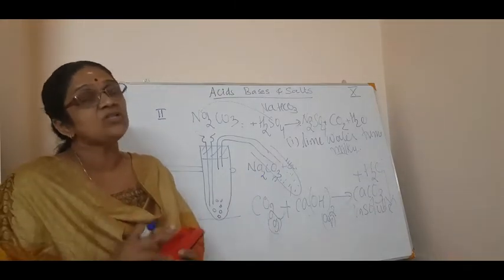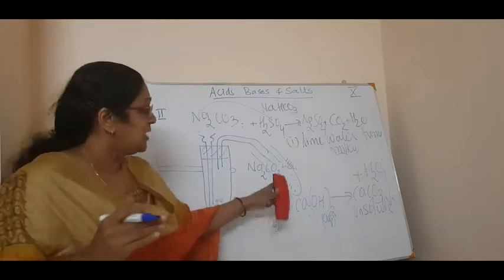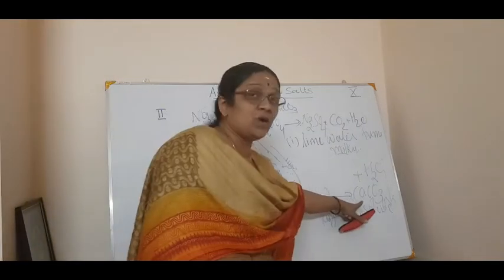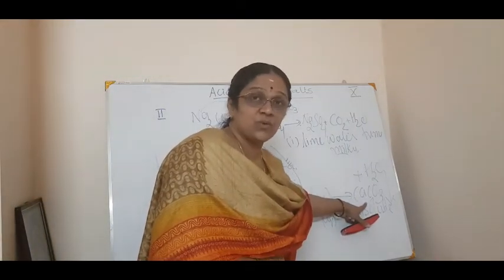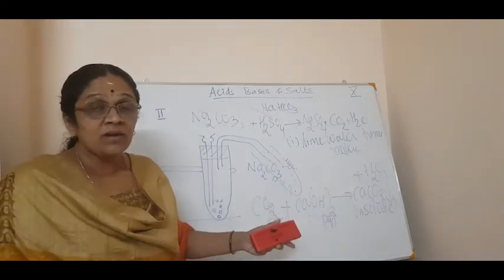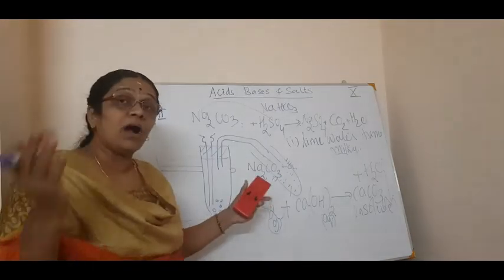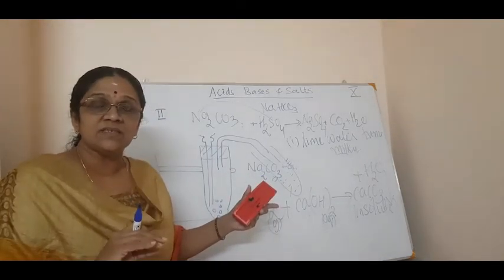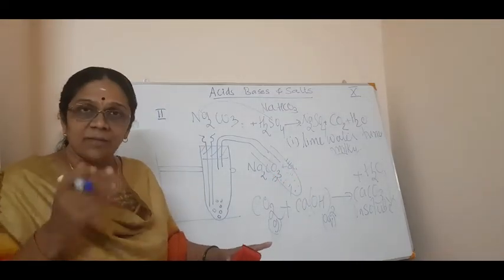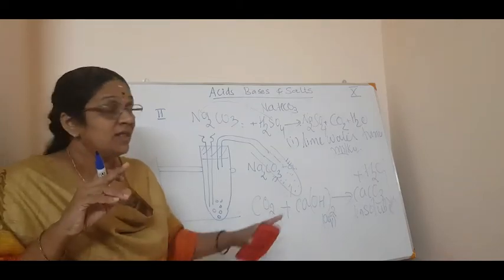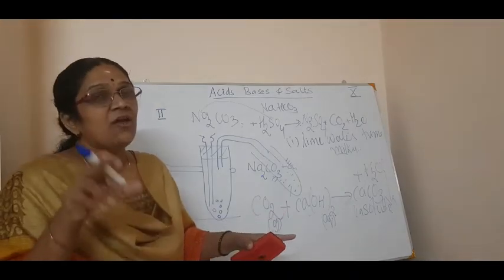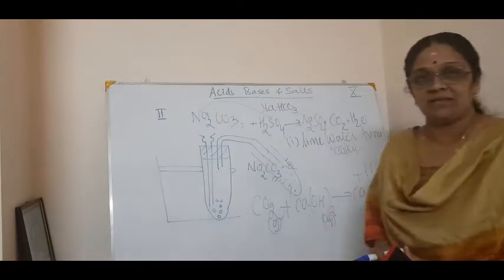If you allow the carbon dioxide to pass for more time into this lime water, what happens is that the precipitate is due to what? Calcium carbonate. You call it limestone. So due to the precipitate of calcium carbonate, that milky color is formed. Now on passing more carbon dioxide, this insoluble carbonate will form what? Bicarbonate. Listen very carefully. This calcium carbonate, which is insoluble, on passing excess carbon dioxide will form a soluble thing.